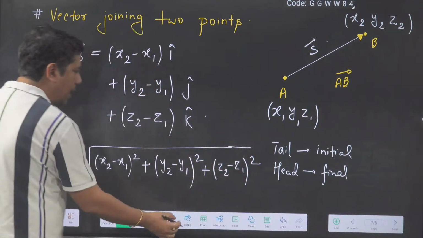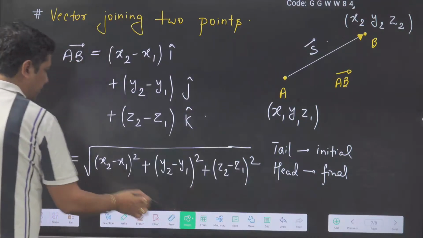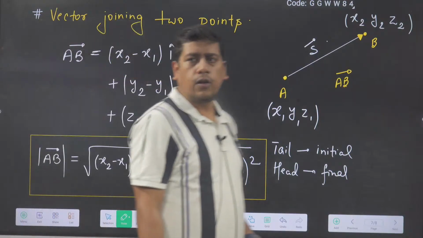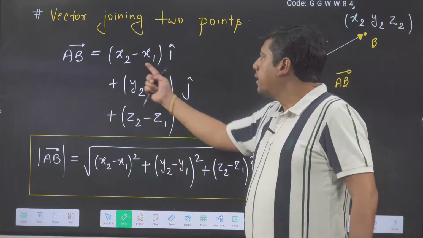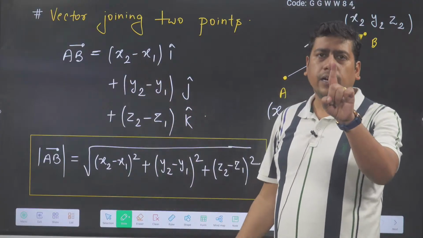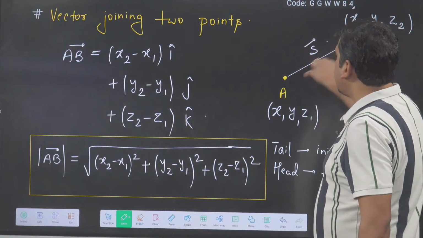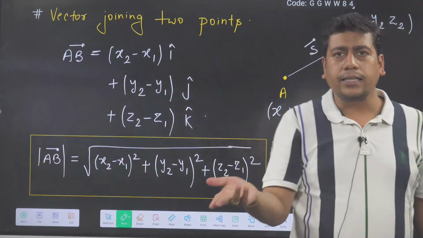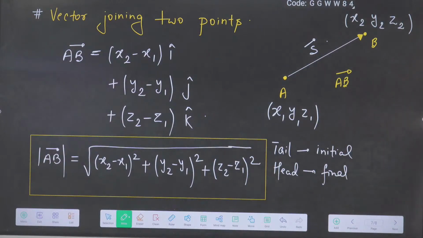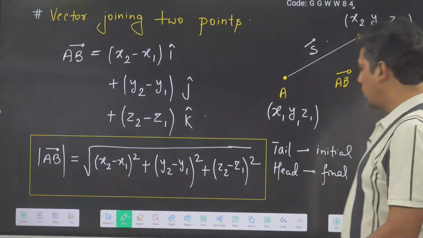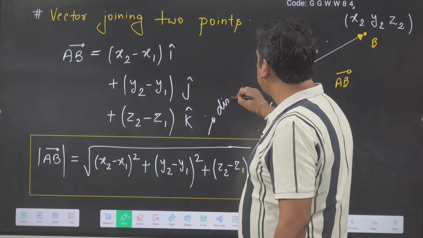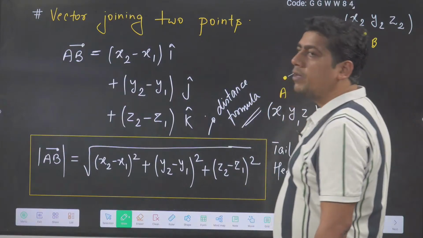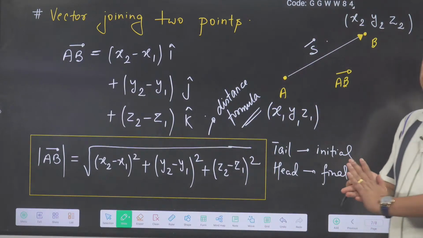If you are finding the magnitude, it doesn't matter which is initial and which is final, because eventually you are squaring it. But if you are writing in vector form, then x2 minus x1 or x1 minus x2 will make a difference. That's why I'm saying it's AB, not BA. If you are writing the BA vector, then it will be x1 minus x2. Always write final minus initial. This is also known in mathematics as the distance formula. What is the distance between 2 points?